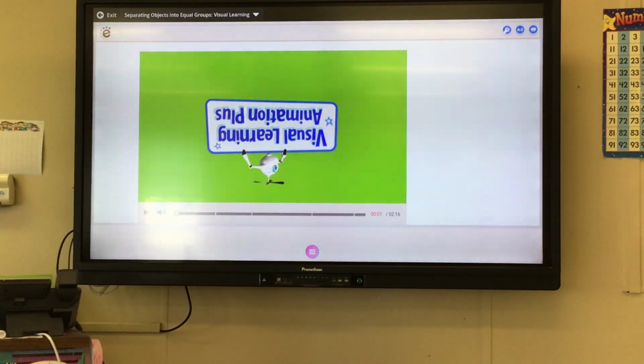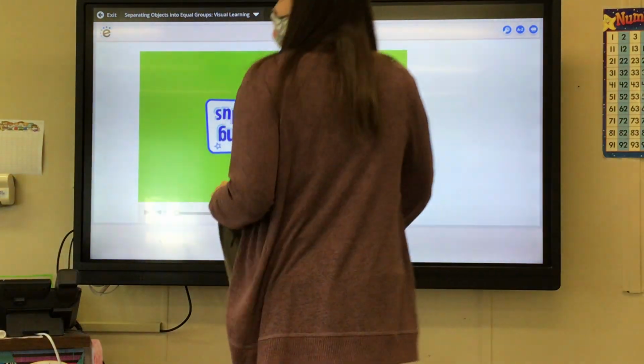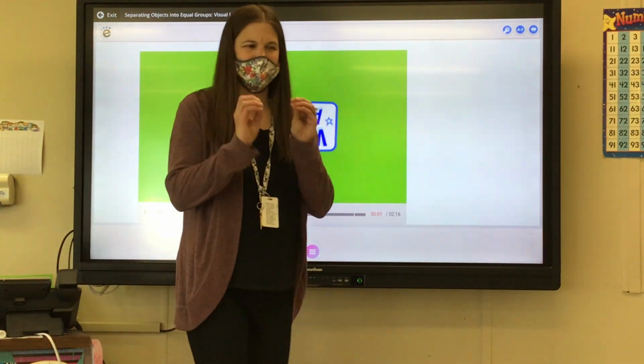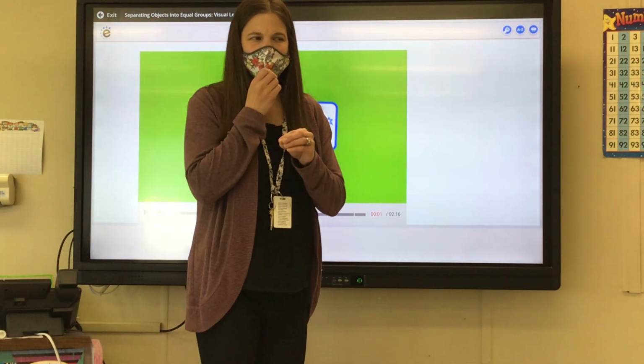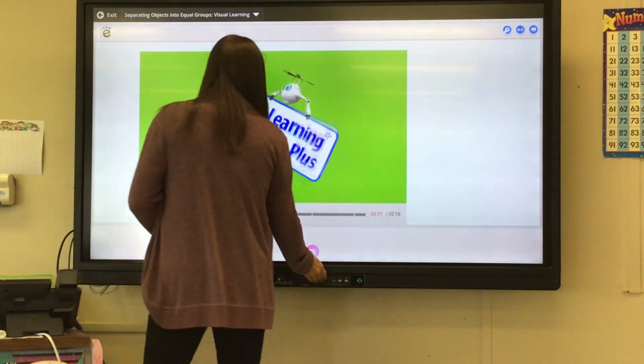Okay, we are going to talk about separating objects into equal groups. Yesterday, with the baseball and the football problem, some of us were kind of wondering about that when we had to do equal groups. So let's go ahead and learn a little bit about this today.